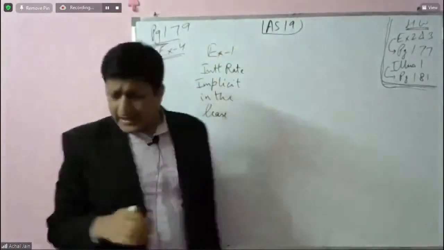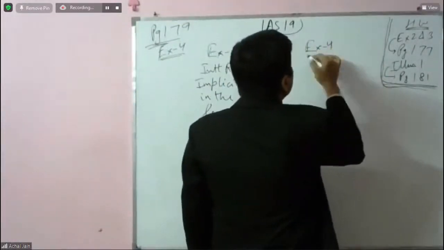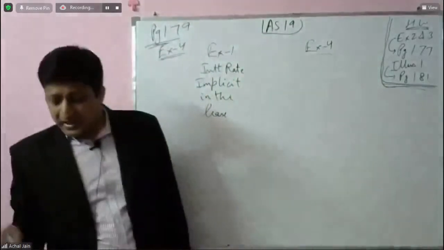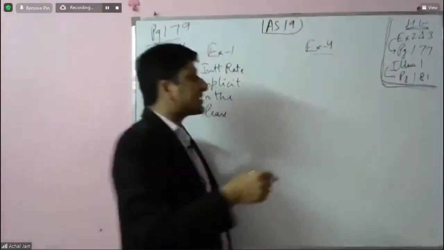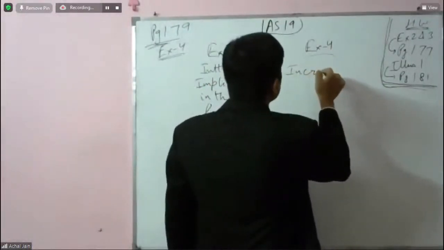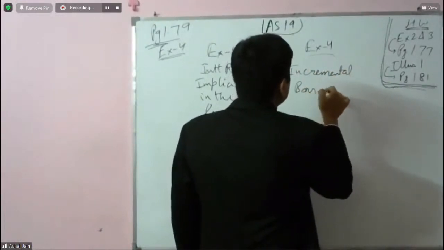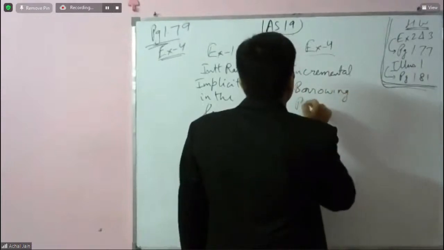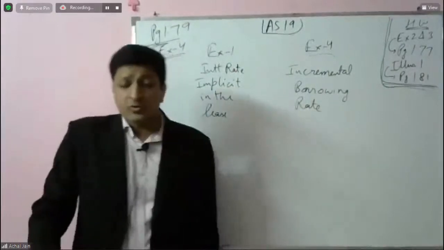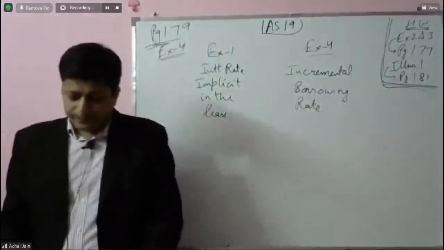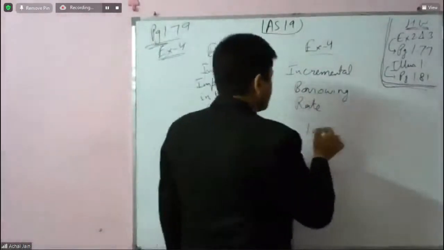And now in example number 4, they are not saying interest rate implicit in the lease. They are saying incremental borrowing rate of the lessee. Okay, so it's a different term. I'll come to this term later on. Let's quickly, first of all, understand the facts. This is given as 10%.